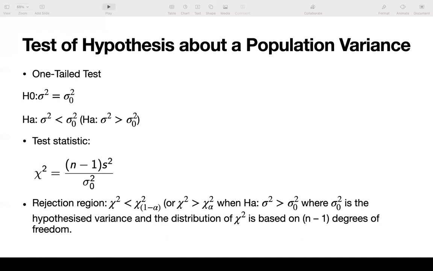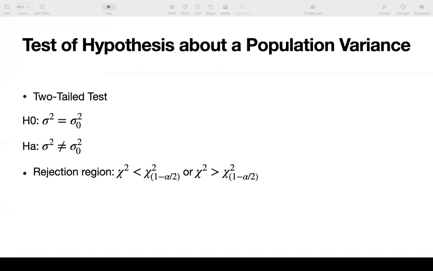The test statistic for this is a chi-square distribution. Chi-square is equal to n-1 times s square, which is the sample variance, divided by sigma 0 square. Here the rejection region is such that chi-square is smaller than chi-square 1 minus alpha, or chi-square is bigger than chi-square alpha when the alternative is sigma square is larger than sigma 0 square. Again, as we have mentioned before, sigma 0 square is the hypothesized variance, and the distribution of chi-square is based on n-1 degrees of freedom.